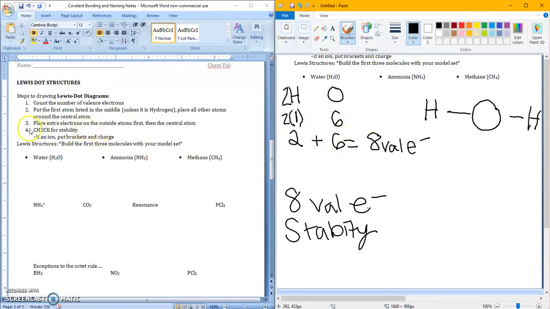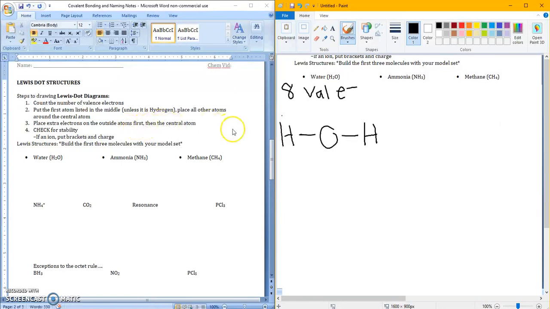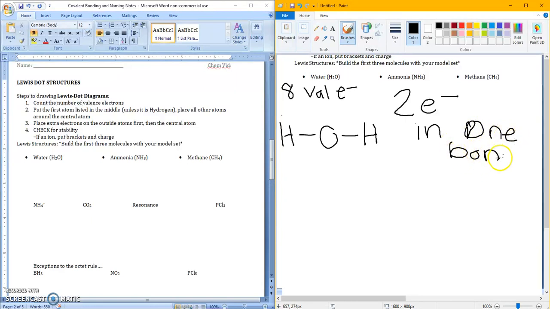So now I go to number 3. Place extra electrons on outside atoms first, then the central atom. So what I'm going to do is look at this bond. And in every bond, there are always 2 electrons. So for every bond, one atom is sharing an electron and another atom is sharing an electron, and that's how you make a bond. So there are 2 electrons here and there are 2 electrons here for a total of 4 electrons in the bonds.